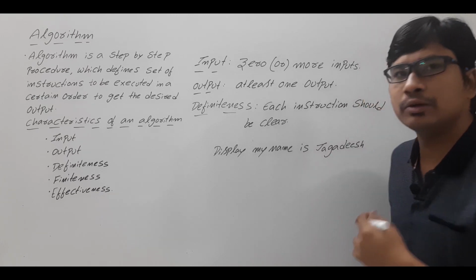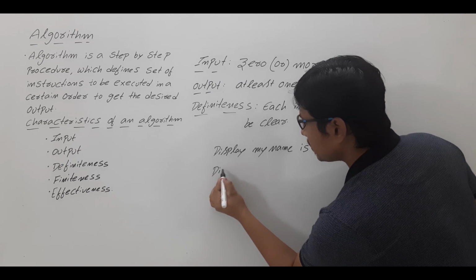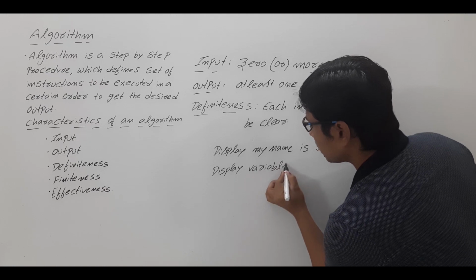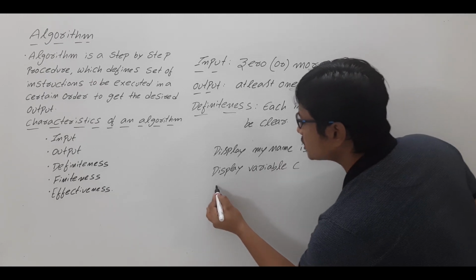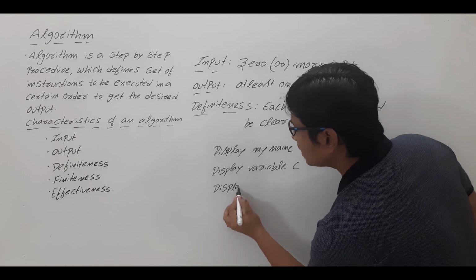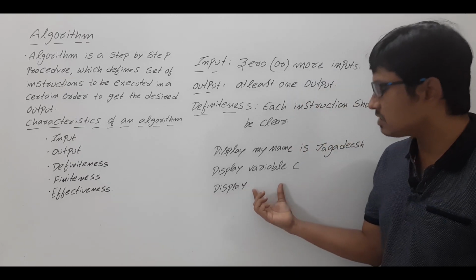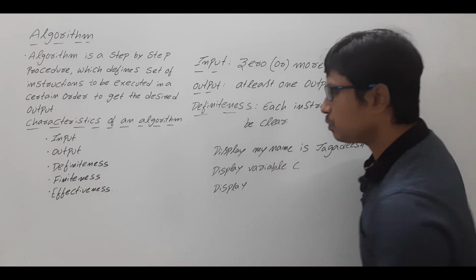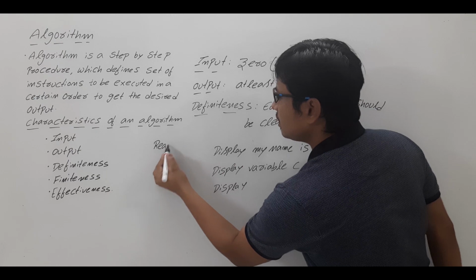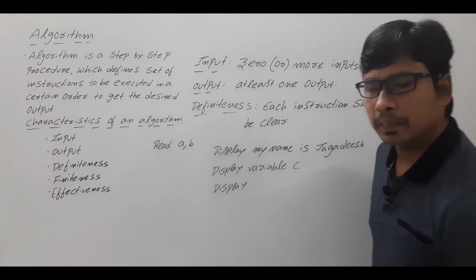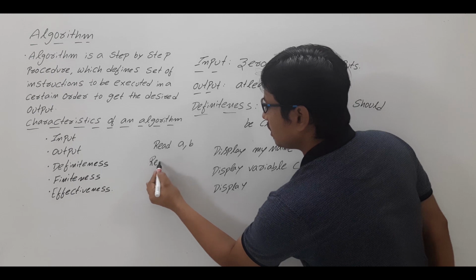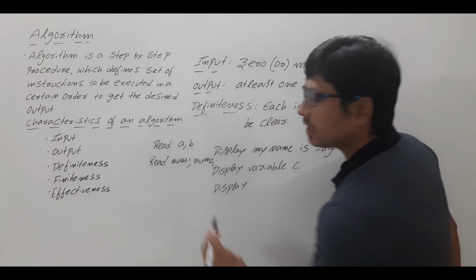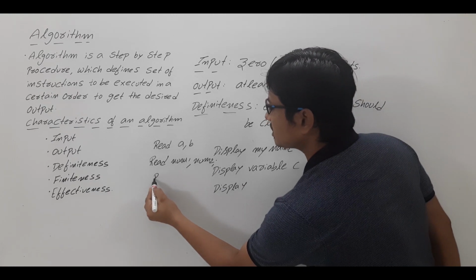Suppose you are displaying the variable C. You need to write display variable C. You should not write a statement like just display. If you write display, what should it display? It does not know. This instruction is not clear. Similarly, when you are reading the input, you should write read variables a comma b, or read num1 comma num2. You should not write an instruction called just read.